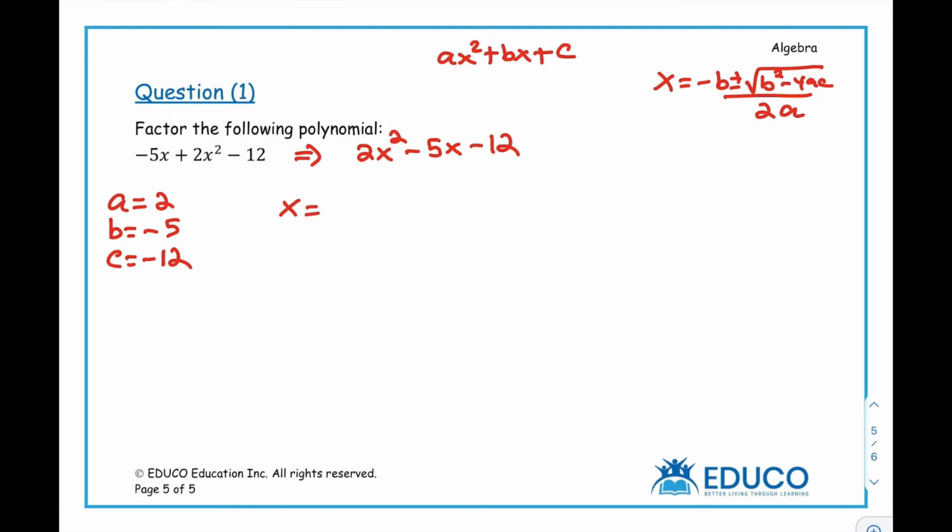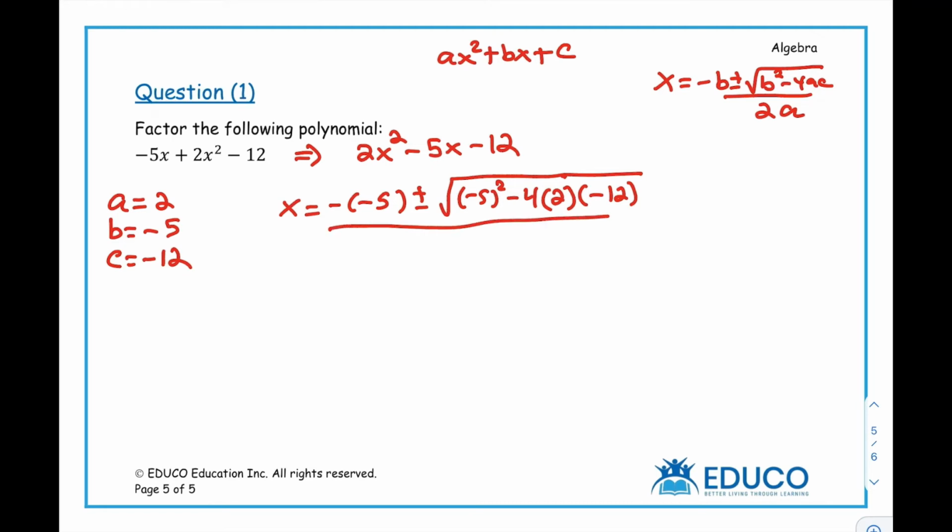So x equals minus b, so that's the negative of -5, plus or minus the square root of b squared, so that's -5 squared, subtract 4 times a, which is 2, times c, which is -12, and that's all under the square root. And then this whole thing is divided by 2 times a, where a is equal to 2. 2 times 2 gives me 4.